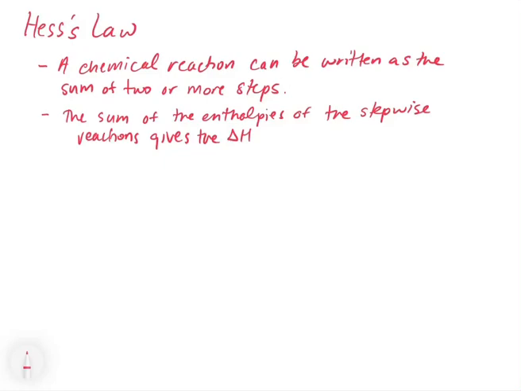So if you remember back to the last video, we learned how we can manipulate these thermochemical reactions. We can either multiply them by a factor or we can flip them around. And the reason why we learned about that was because now when we do Hess's Law, we can take some stepwise reactions and we can manipulate them to get them to add up to give us a chemical reaction that we're interested in. So let's just look at a quick example.